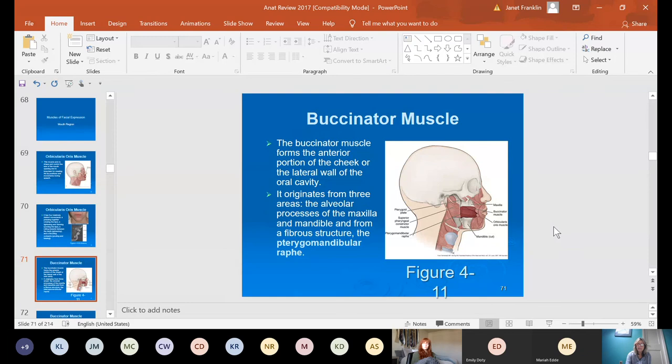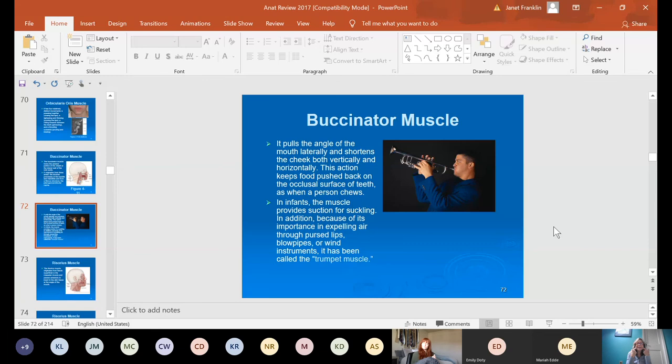It pulls the angle of the mouth laterally and shortens the cheek both vertically and horizontally. This action keeps food pushed back on the occlusal surface of the teeth as when a person chews. So if you're eating something, look in the mirror and watch yourself chew. If you're not eating anything, just make a chewing motion and feel what muscles are moving or what your mouth is doing.